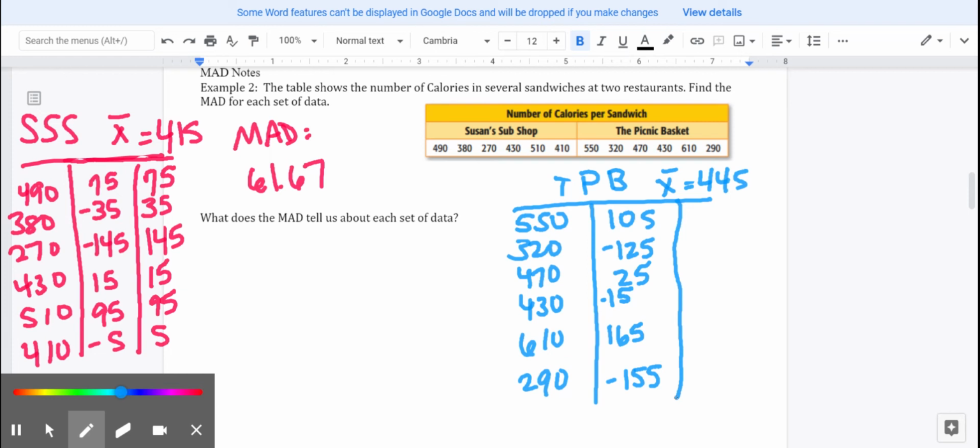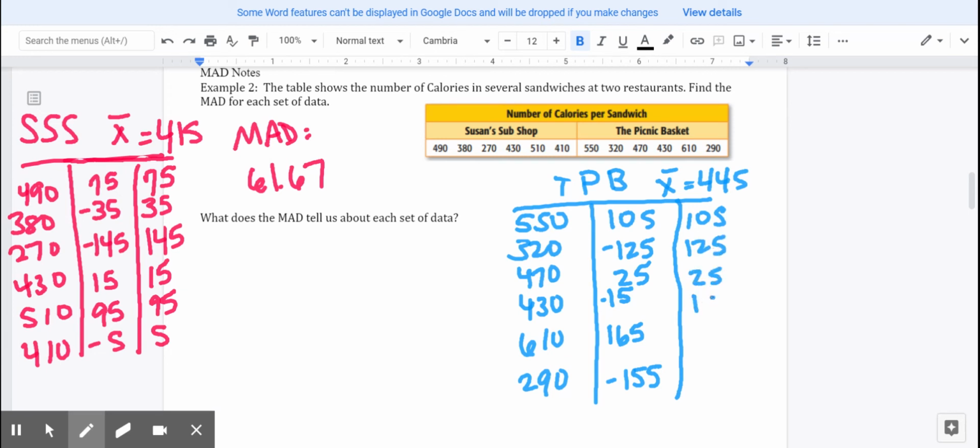Our final step, or the next to last step, is to take the absolute value of these. So again, if it's positive, I just rewrite it. If it's negative, I write it as a positive because we're discussing distance from 0.